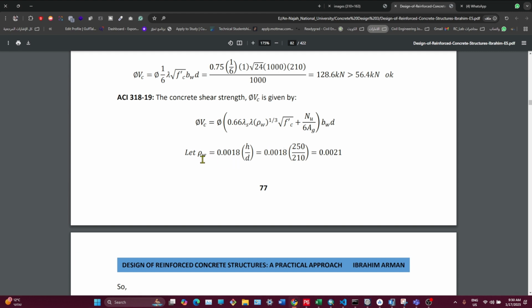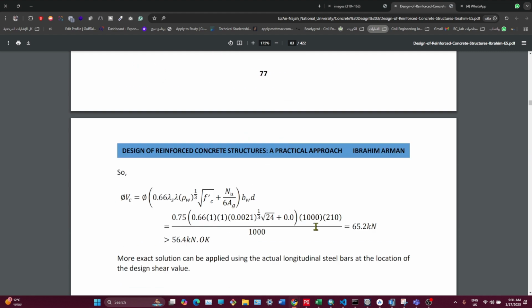So we have rho W already given or computed. Now f prime c already given. Nu over 6 Ag plus or minus. If you remember, it depends if the member is applied for or has tension forces or tension capacity. So we can neglect it because we don't have tension in the slab. I mean, it is just like a beam, and we have moment and shear. And maybe here it has some tension forces, but we need to neglect it for now. It's negligible, yeah. Okay.